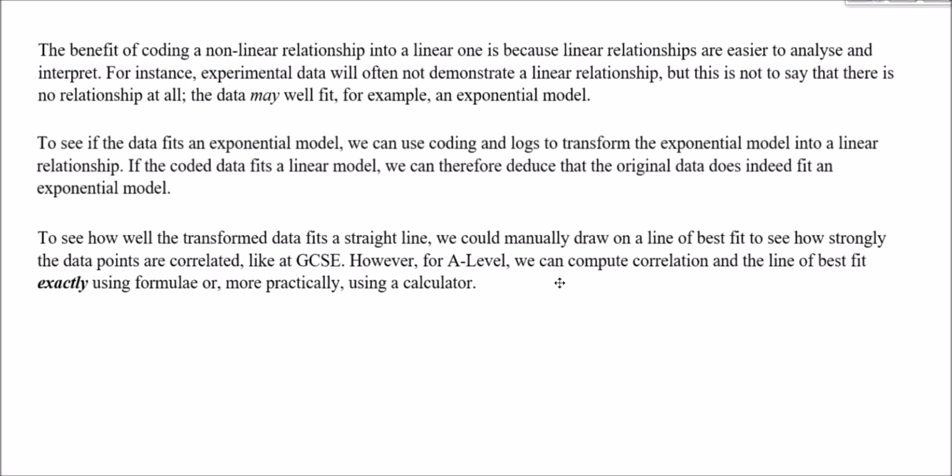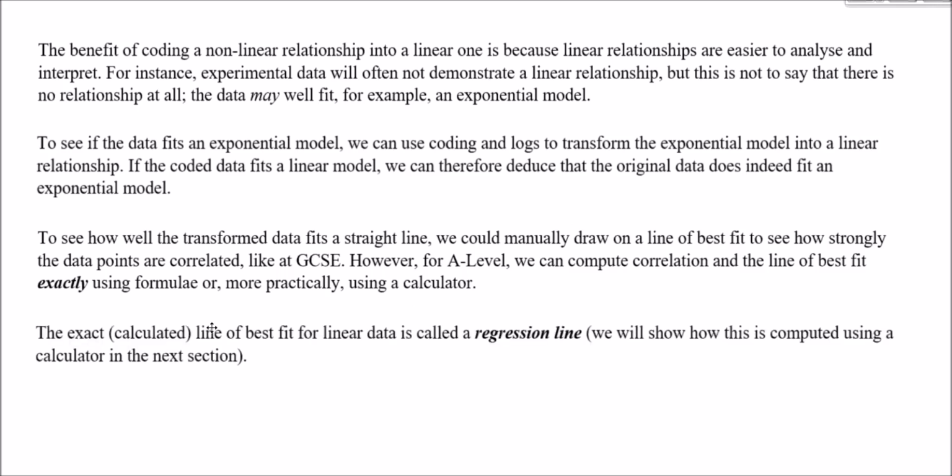For A level we can compute correlation and the line of best fit exactly using formulae, or to be more practical and easier for yourselves, we can use the calculator. However, we're not going to do that today. The exact calculated line of best fit for linear data is called a regression line. So a regression line essentially is a fancy word for a line of best fit that's been calculated exactly. And like I say, we're not going to do that today. I'll show you how to do that next section.